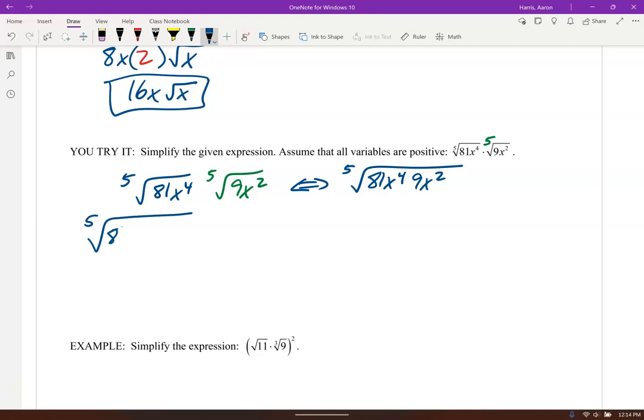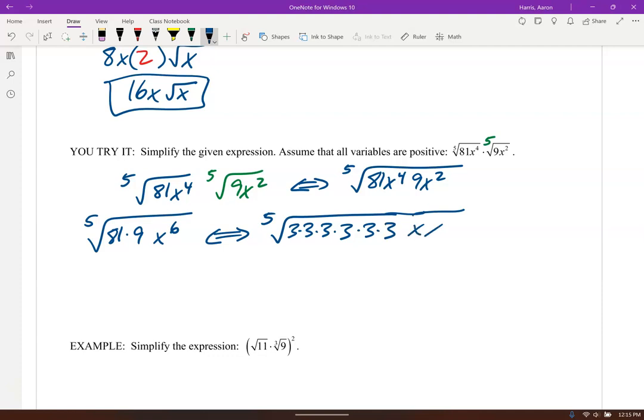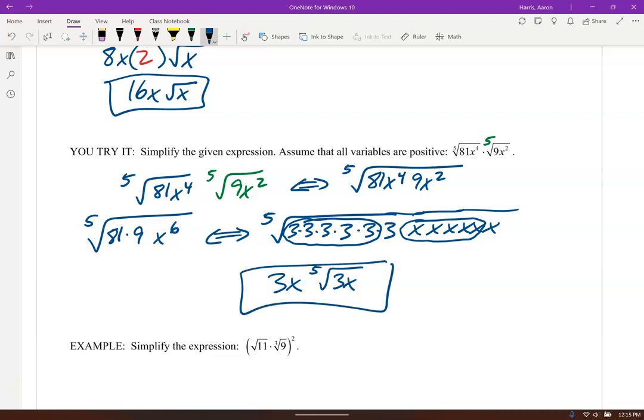So we have 5th root, we have an 81, we have a 9, and we have x to the 4th and x squared, so we have 6 x's. I'm looking for 5 of a kind. Let's break 81 down. 81 is 9 and 9, or 3, 3, 3, 3. There's our 81. 9 is 3 and 3, and then we have 6 x's. And I'm looking for 5 of a kind. So a 3 comes out, x comes out, and I'm left over with a 5th root of 3x. Okay.